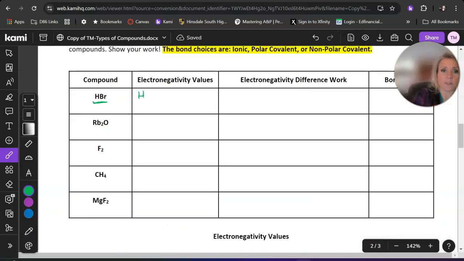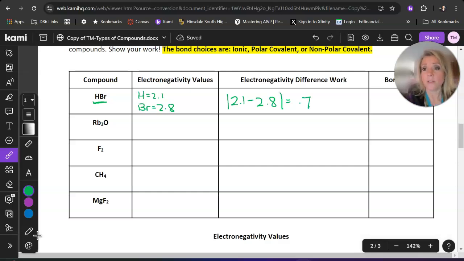So hydrogen, I'm just going to write that here, 2.1. Bromine is 2.8. And then it says electronegativity difference work here. So basically what we're going to do is put absolute value bars around this because the answer always has to be positive. So we have 2.1 minus 2.8, and what we get is 0.7.